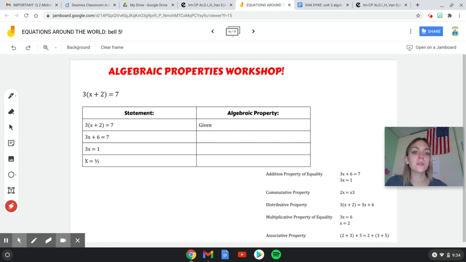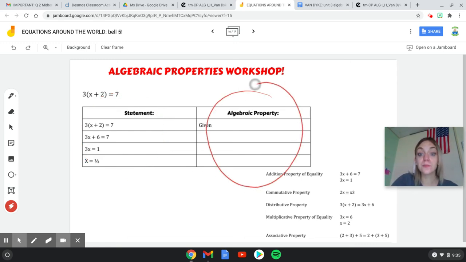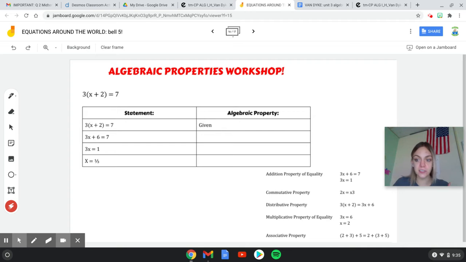So this is a video workshop if you were absent today for our Google Meet workshop on algebraic properties. What we have here are statements, and we need to find the algebraic property that goes along with each statement so that we can solve our multi-step equation. We're going to use these properties down here to do so.